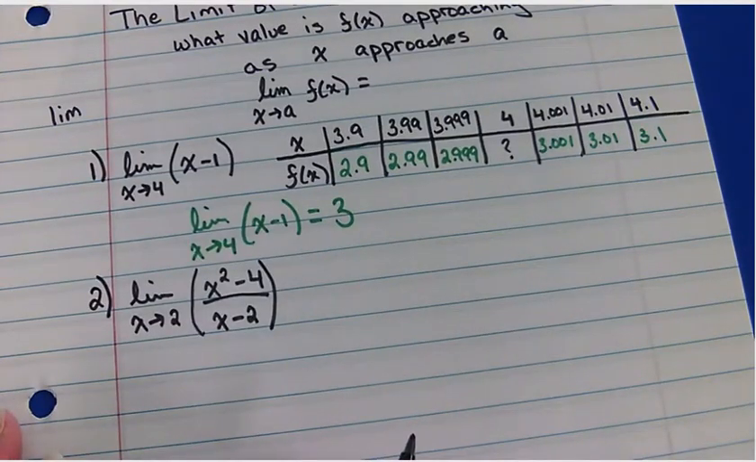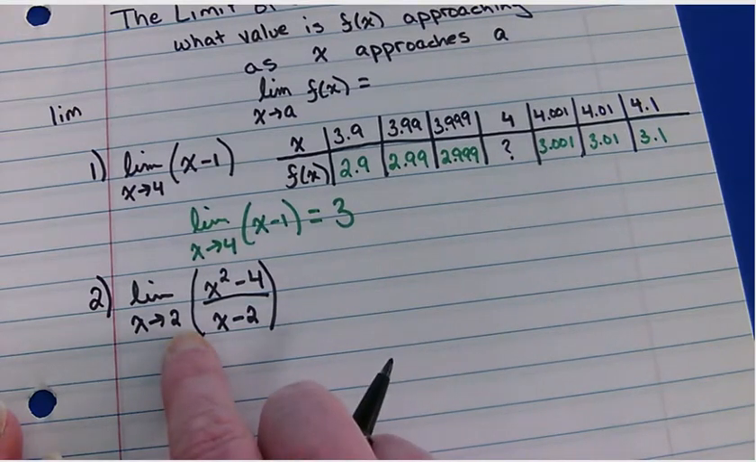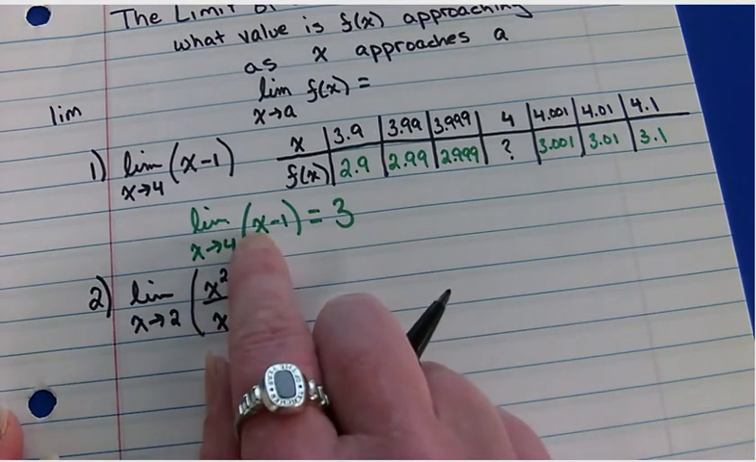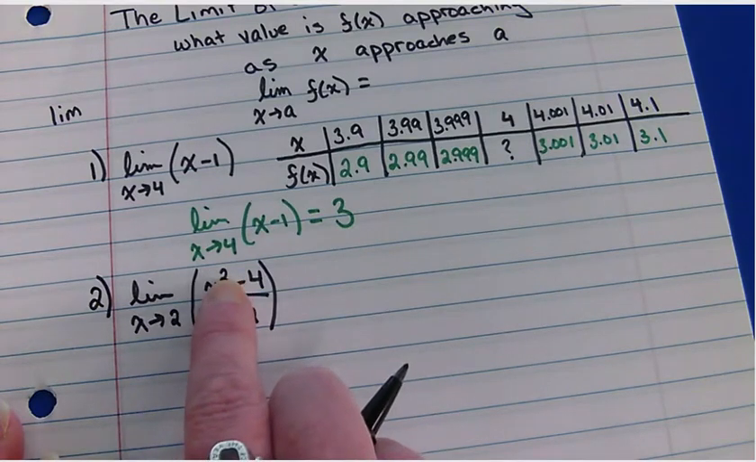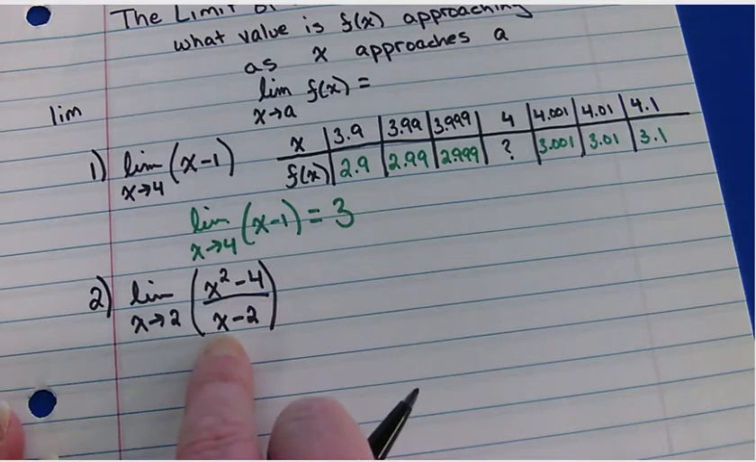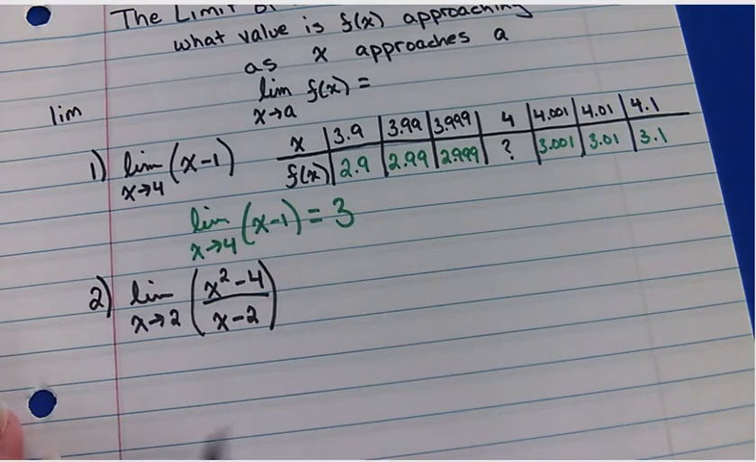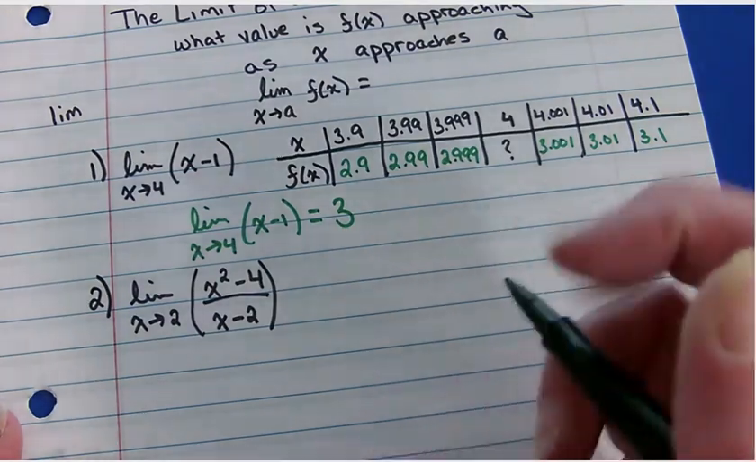Second example. Now, first off, if I look at this one, could I plug in 2? Here I really could have plugged in 4. 4 minus 1 is 3. But here, 2 squared would be 4. 4 minus 4 is 0. 2 minus 2 is 0. I cannot directly substitute in that 2. I would get 0 over 0, which is like double bad.